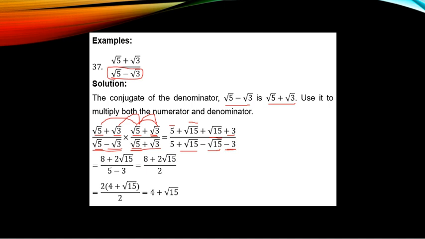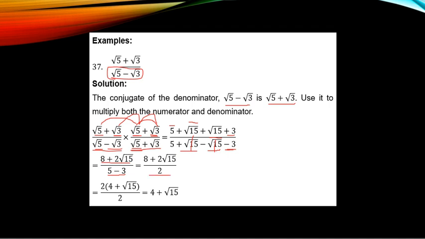So you add the constants and the like terms together. 5 plus 3, that is 8. Root 15 plus root 15 is 2 root 15. In the denominator, plus root 15 minus root 15 is 0. So you are left with 5 minus 3. Okay, so you have 8 plus 2 root 15 over 5 minus 3, which is 2.